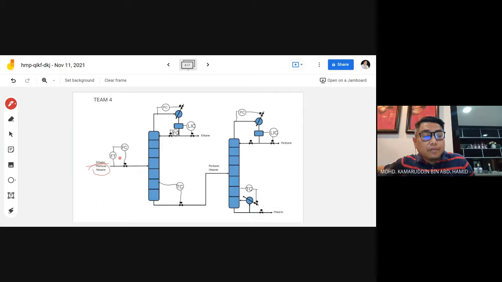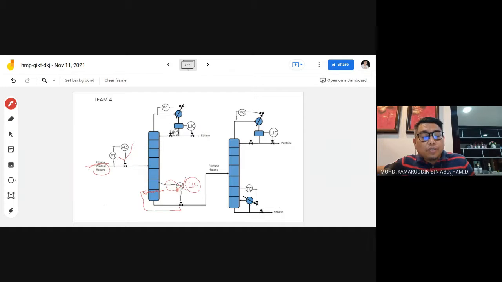Yeah. Feed flow rate control, yes. This is wrong. It's not the temperature. It should be a level control here, because you need to maintain, since there is accumulation of the liquid here.